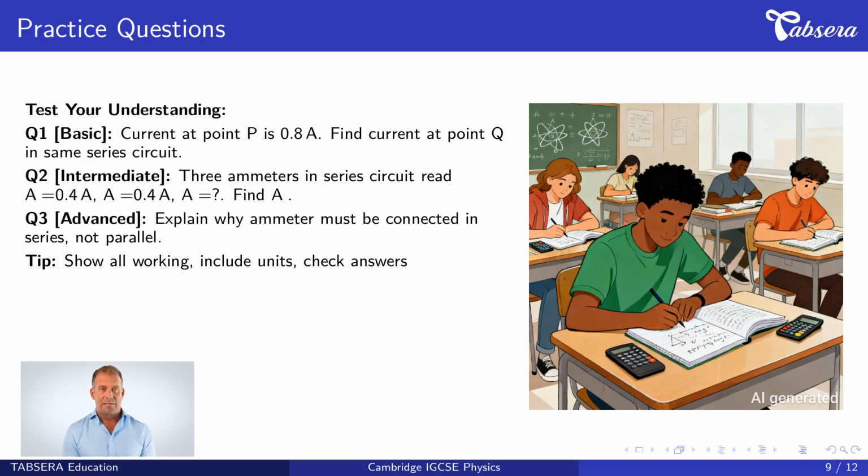Question 3 is advanced level. The question is, explain why an ammeter must be connected in series, not parallel. This tests your analytical understanding of measurement principles. For all questions, remember to show your working clearly, include units in every step, and check your answers make physical sense.